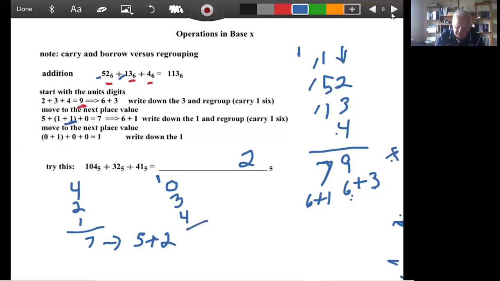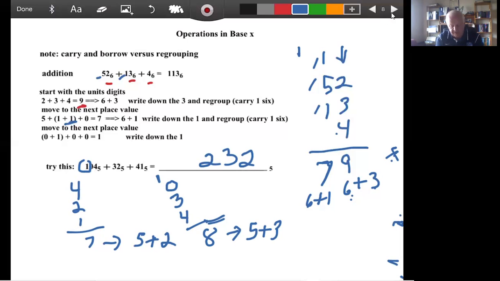So now we have 8, and 8 is the same as a 5 and a 3. So we'll keep the 3. Then we're going to take that 5 and move it over to the 5 to the second power place, which happens to be all we have left right there. So we have a 1 there plus the 1 that was carried over. So we end up with a 2. And that's how that works.